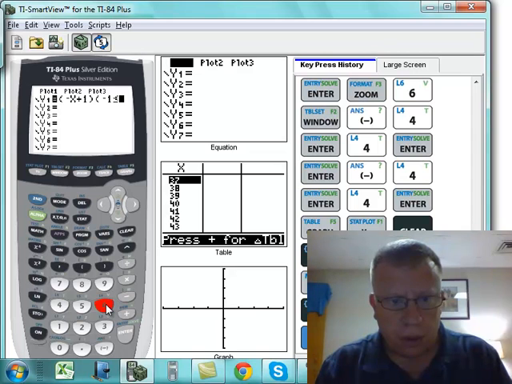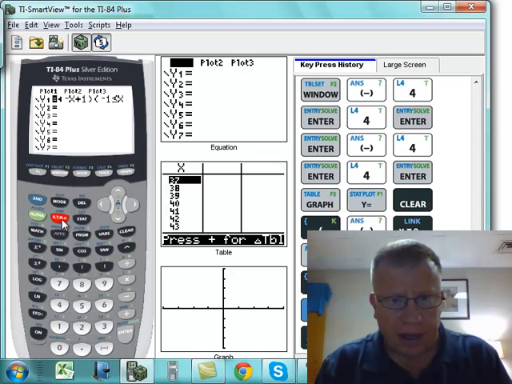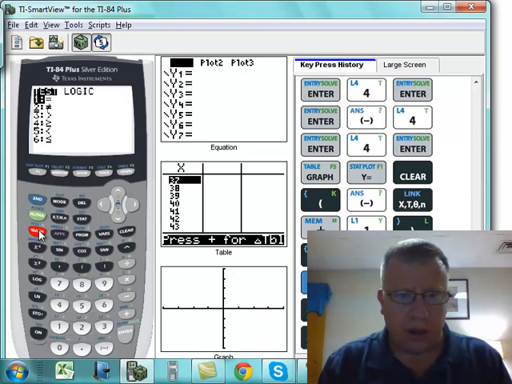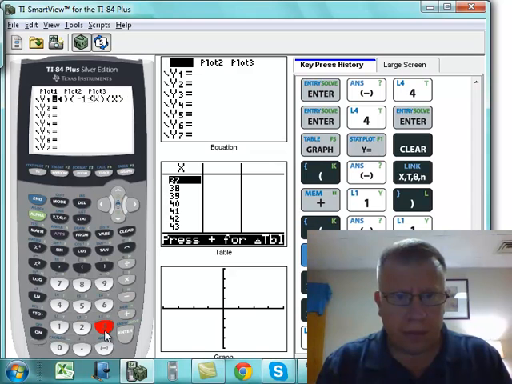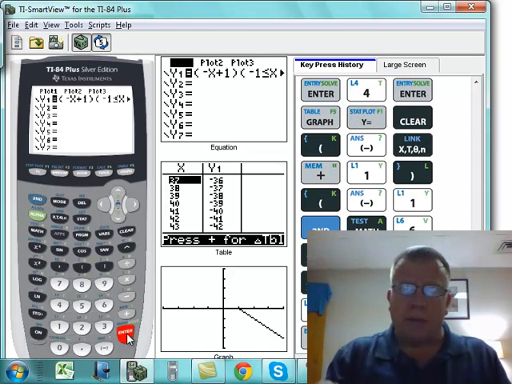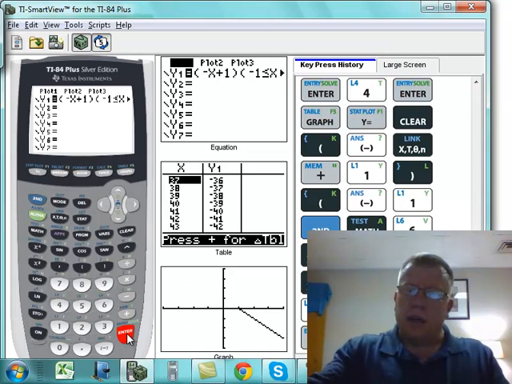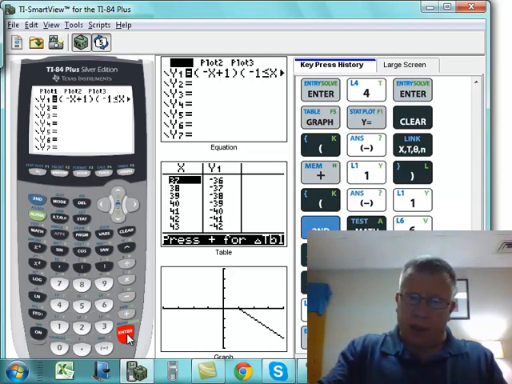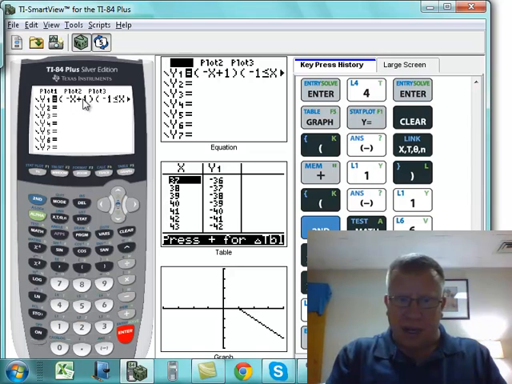And then select x. Now close parentheses and open parentheses again. And now let's do x greater than 1. X, and then go into your test menu again and select greater than, which is option 3. And hit enter. I know that's a crazy way to do this, but we are trying to tell the calculator that between -1 and +1, the function is given by -x plus 1.